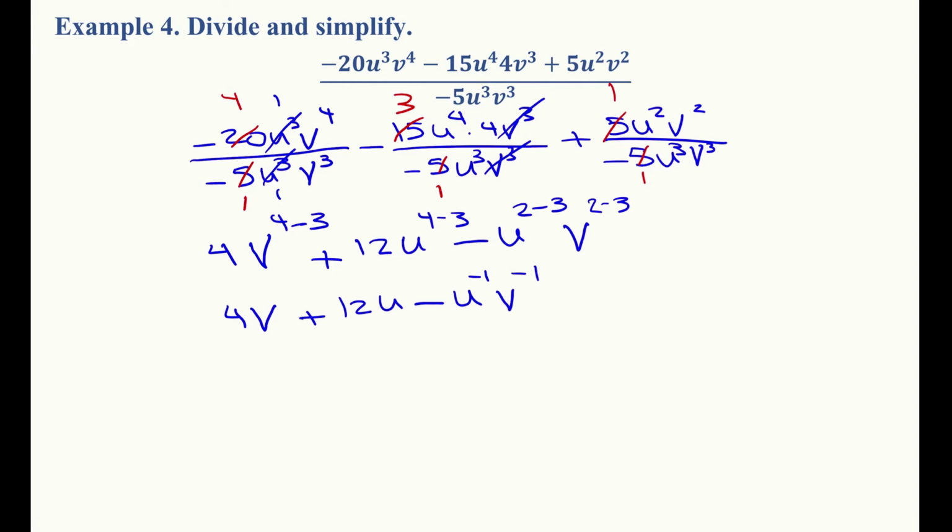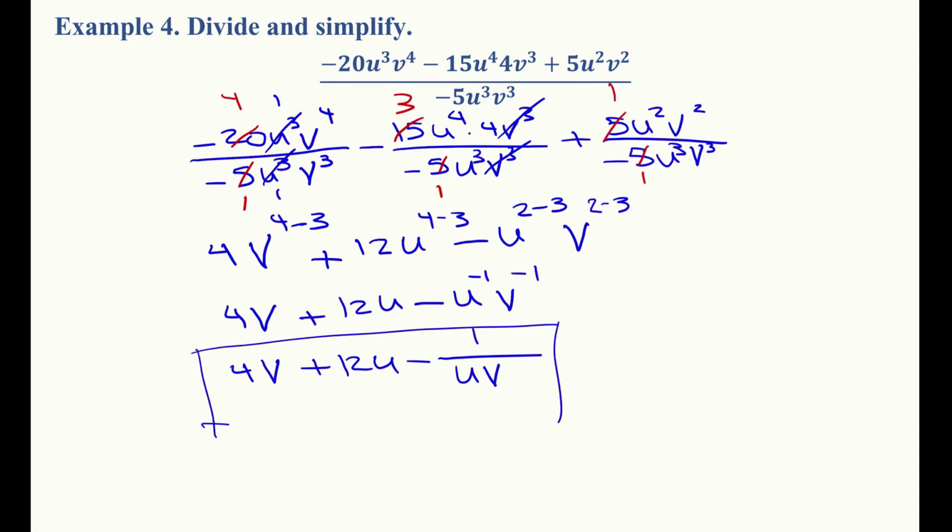And as you know, we're almost done. We just need to go ahead and make those negative exponents into positive ones. So we get 4v plus 12u minus 1 over uv. And that would be it. We'll finish with that at this point. All right, so very simple, just a lot of different things that could go wrong as far as tiny errors. So make sure you're paying attention.